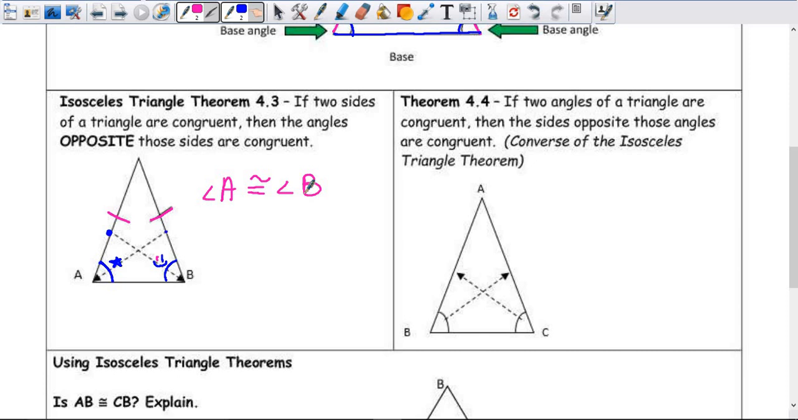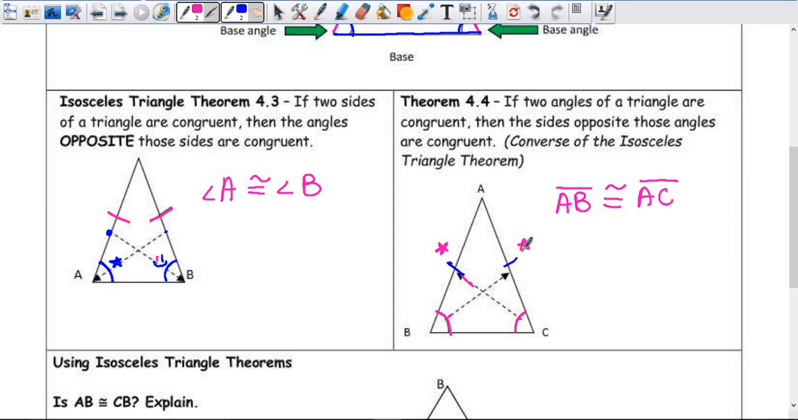Now, the converse of that would be if two angles of a triangle are congruent, so you've got these two angles congruent down here, then the sides opposite of those angles are congruent. So go opposite of this angle and mark this as congruent to opposite of this angle would be this leg right here. So now we can conclude that AB, this side right here, is congruent to side AC right here.